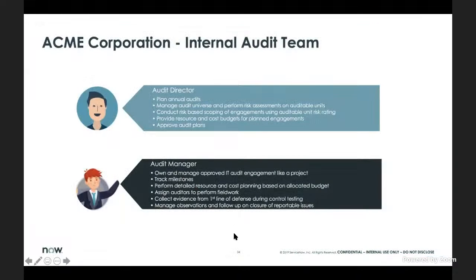So I'm going to talk about two personas here. One is the audit director, who is responsible for creation of the audit plans, the one doing the annual audit planning. They are managing the audit universe, doing the risk assessment on the auditable units, and then using the risk-rated auditable units for scoping purposes, and then finally assigning the budgets to the engagements and approving the audit plans, or requesting approval for the audit plans.